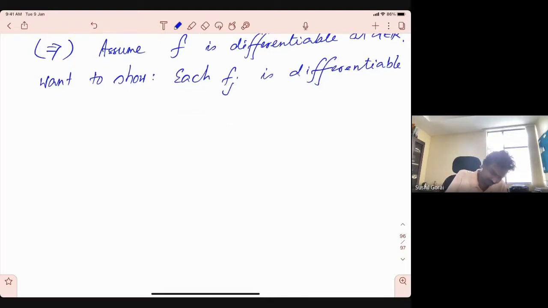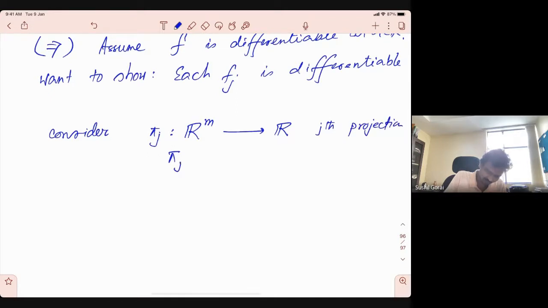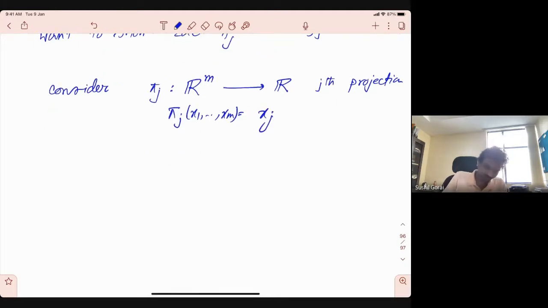So let's consider pi j from R^m to R, the jth projection, which maps (x1, x2, ..., xm) to xj, for j from 1 to m.